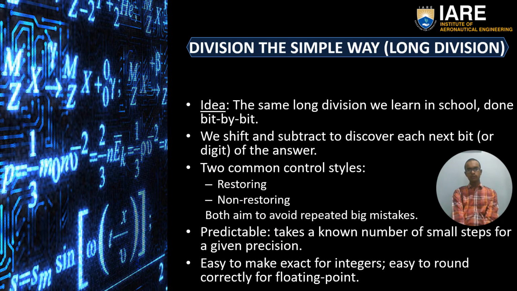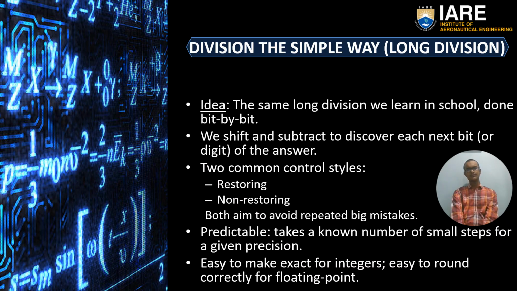Now let's discuss division in the simple way, long division. Think of long division on paper. You try to subtract the divisor, see if it fits, and write down the next digit of the quotient. The hardware does the same thing, but it uses bits. It repeats a small step over and over until the answer has enough bits.